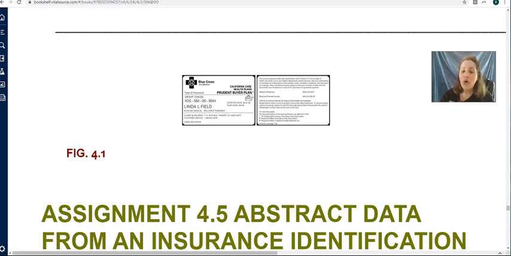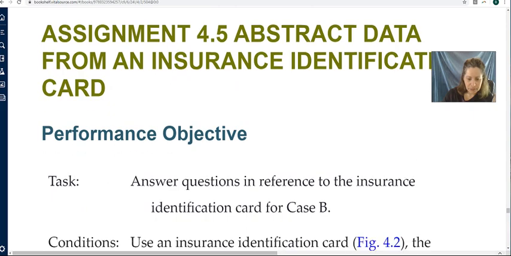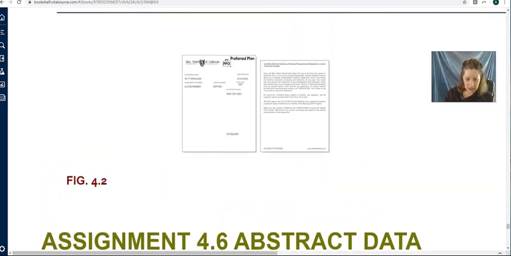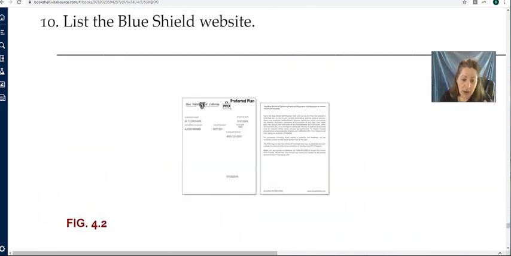So the more you see patients from these same insurance companies repeatedly, those cards will become more and more familiar to you. I believe I have another one here. Yeah, this one says Blue Shield of California. Not sure why they're both California, but it is.